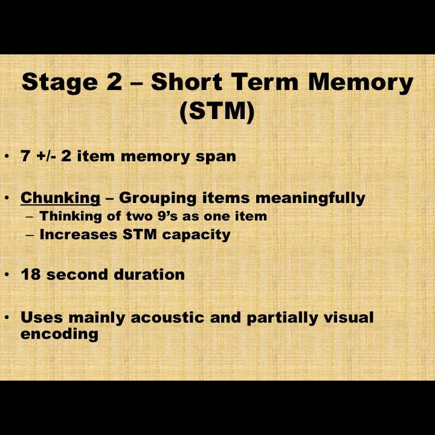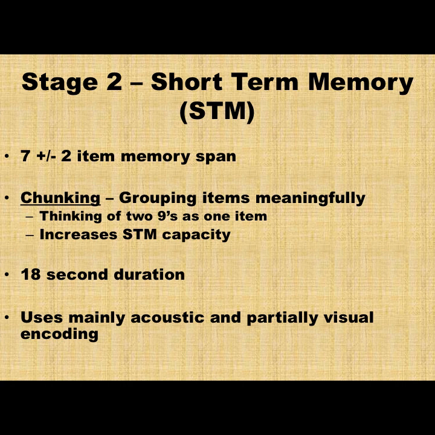Okay, so stage 2 in the information processing model is short-term memory, and in short-term memory, we can store 7 plus or minus 2 items. So this explains why after we got past 7 numbers, it became a lot tougher to remember the entire chain, because we can remember 5 to 9 items generally.